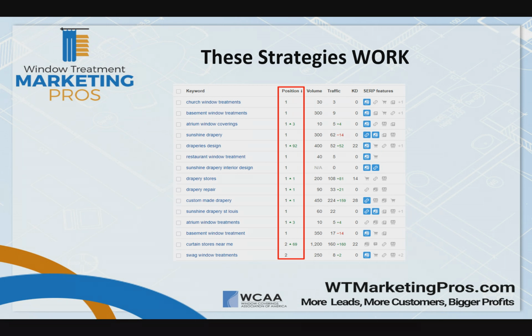Some of these others aren't as drastic. Curtain stores near me, they were up 69 spots, but still, that's pretty incredible. And then the volume here tells you how many searches per month on average that particular keyword is getting. So curtain stores near me, 1,200 searches per month. So that's pretty good. I mean, they're setting themselves up for success, that's for sure.